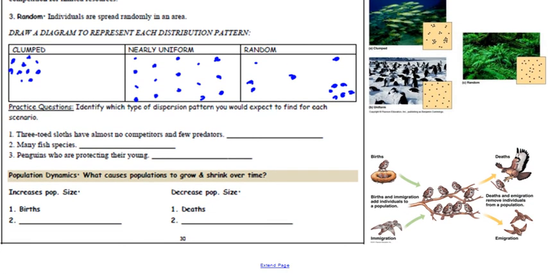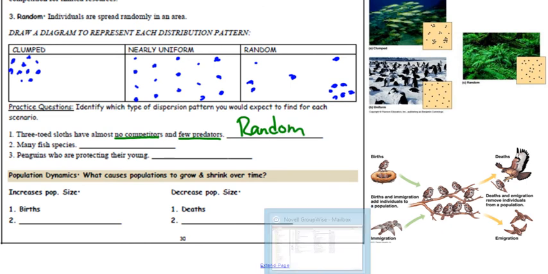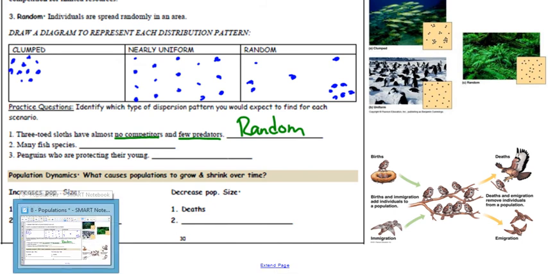So, a couple scenarios here. Three-toed sloths have almost no competitors and few predators. So no competition, few predators, they're going to spread out. And there's going to be no rhyme or reason in terms of how close they need to be to each other since there's no competitors. So this is going to be a random pattern. There is no reason to be clumped together for protection, and there's no reason to be split apart from one another at certain distances because you're competing for the same resources.